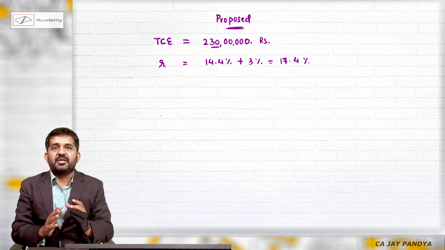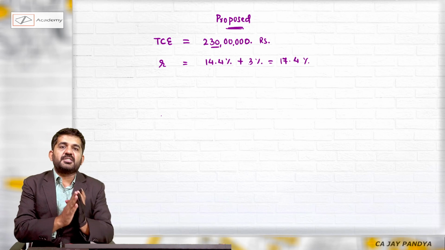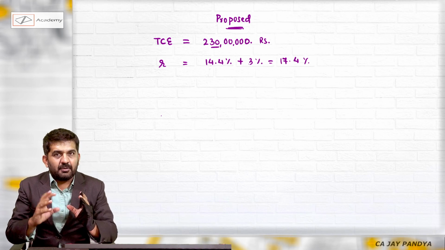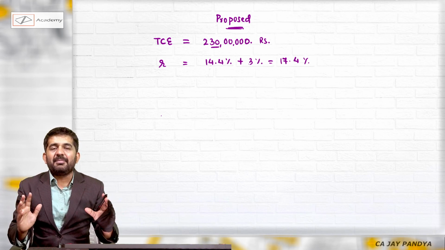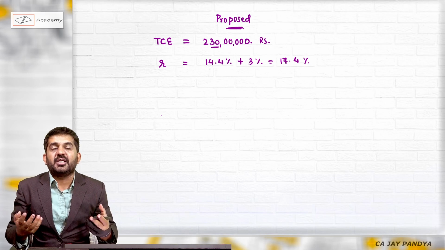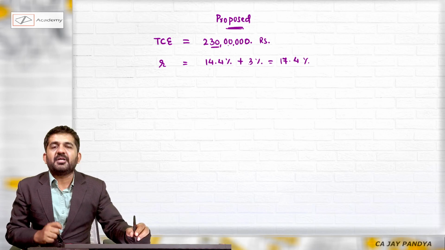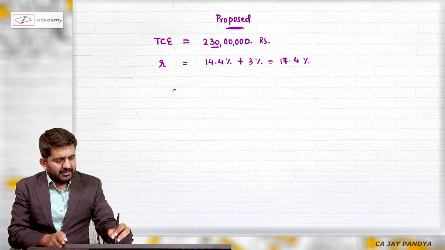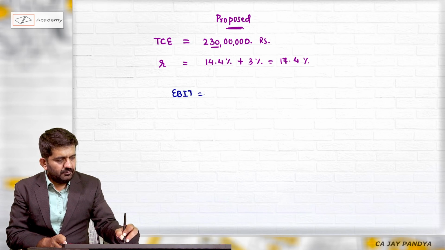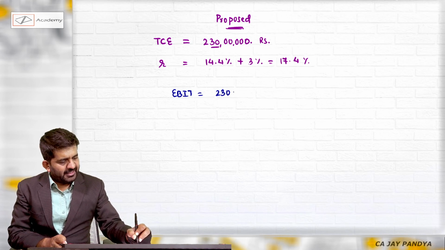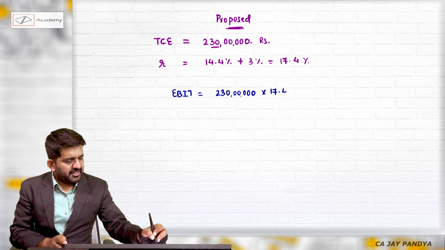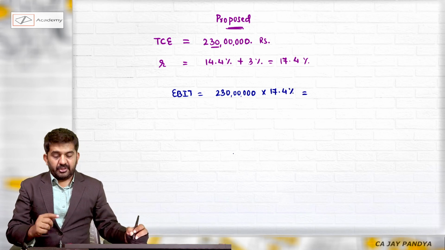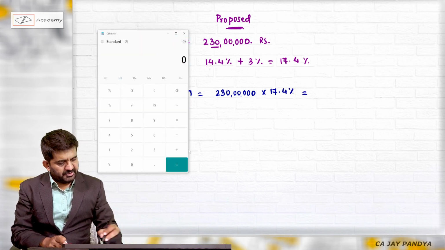Sir, in option 1 and option 2, in both cases there will be additional capital of 30 lakhs. So there is no question whether this will be the proposed scheme or present scheme, or option number 1 or option number 2. Ultimately, if you raise additional capital of 30 lakhs from any source, your total capital employed is going to be 2 crore 30 lakhs. I am finding out my EBIT, which will be 2 crore 30 lakhs multiplied by 17.4%. Return on capital employed, I have in percentage.